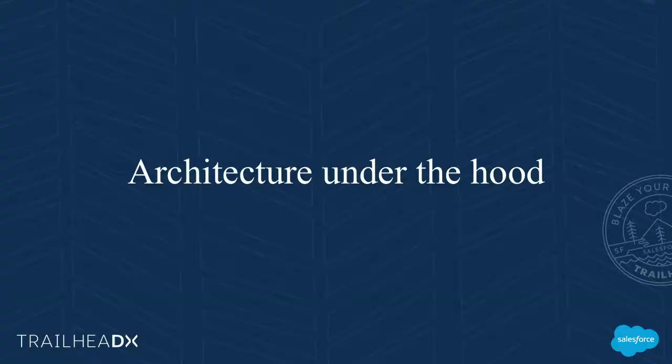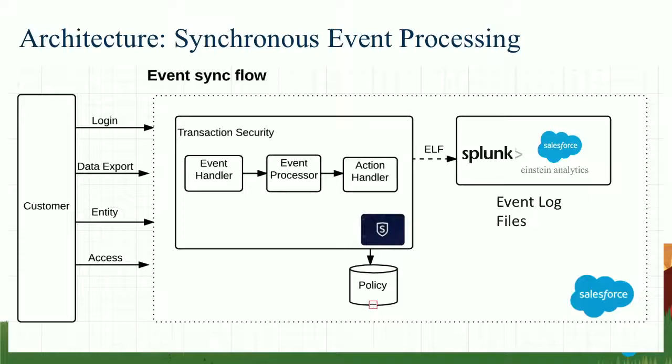So moving on to the architecture, behind the scenes, how does transaction security work? On the left side are your customers. They're trying to do login, data export, entity and resource access operations. Transaction security handles all these events, grabs the policy definition that you have defined, applies that policy on top of the event, and passes it on to the action handler. The action in our previous example was end the session to log in. So this was the action that will be applied by the action handler. And after everything has been done, we'll also log a line to the event log file so that you can analyze it.